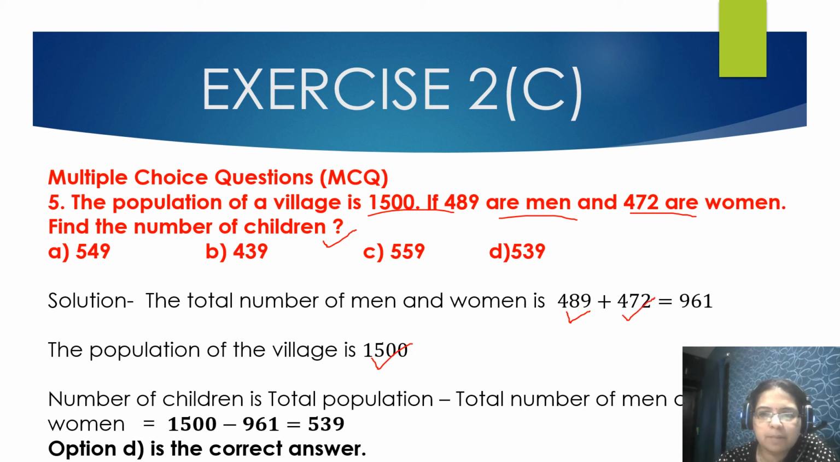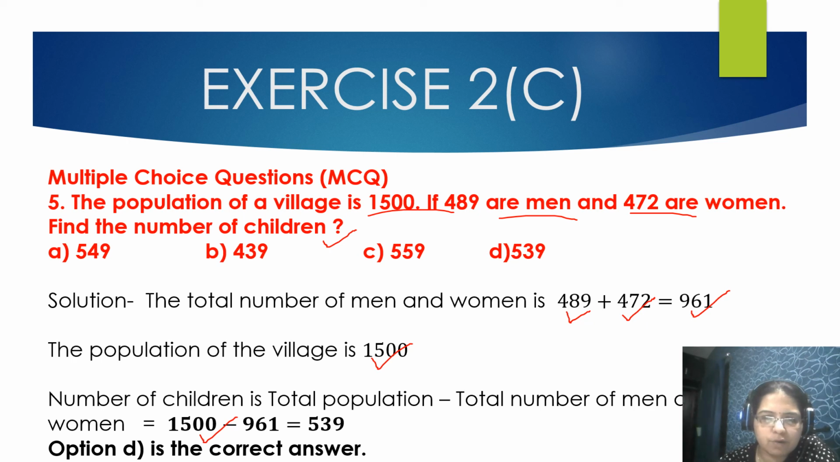So total number of men and women are 489 plus 472, that is 961. So we get total number of men and women in the village is 961. And now we have to find the number of children. Number of children is total number of population minus total number of men and women. Total population is 1500, that is given, minus total number of men and women.